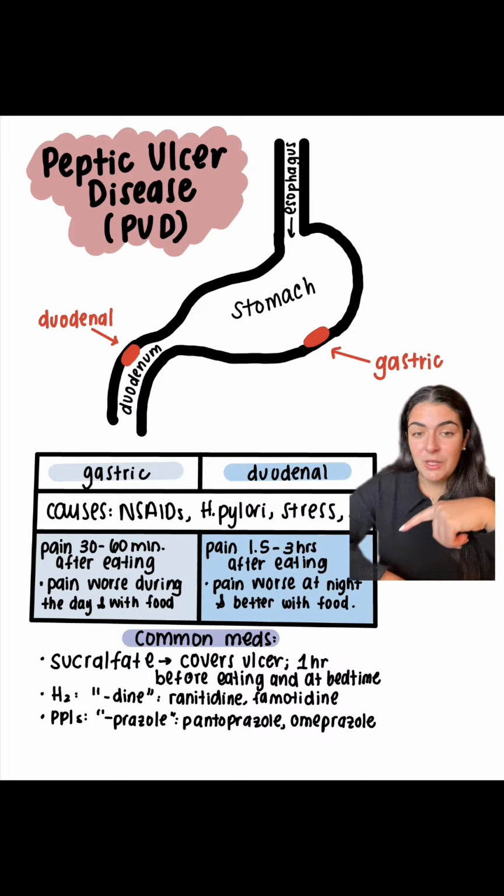Now let's talk about our PPIs. So they typically all end in prazole. This is pretty straightforward across the board. If you see a medication like pantoprazole or omeprazole, you are going to think that it's a PPI. And these suppress the amount of acid that is going to be excreted from the stomach, so it decreases symptoms.